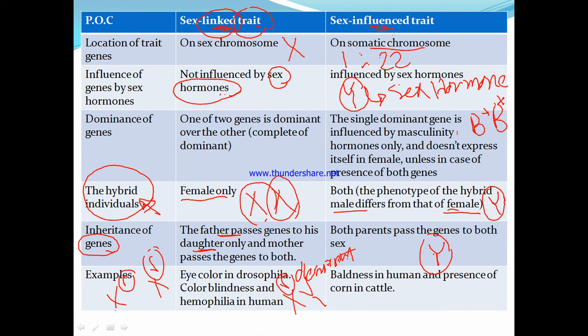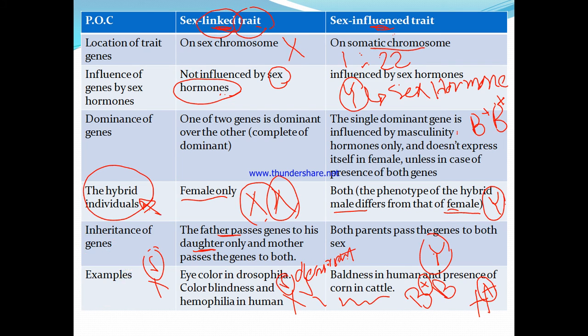Okay? The examples of sex-influenced trait are baldness in human, which is present in dominant case, and horn or corn of cattle, which is also present in dominant case. Okay, take H positive as a sample, and the recessive one is H without charge.